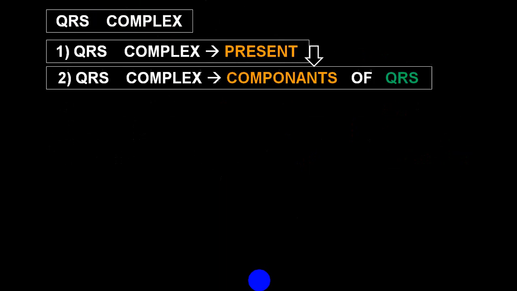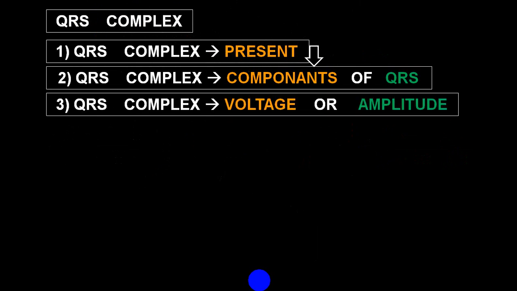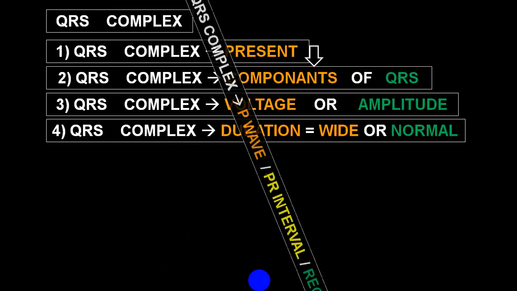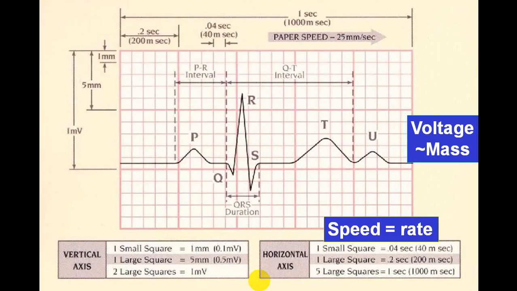So now we start with the first part, when the QRS complex is present. Always look at the components of the QRS complex: voltage, amplitude, duration, width, PR interval, etc. Now we are starting with that particular part.